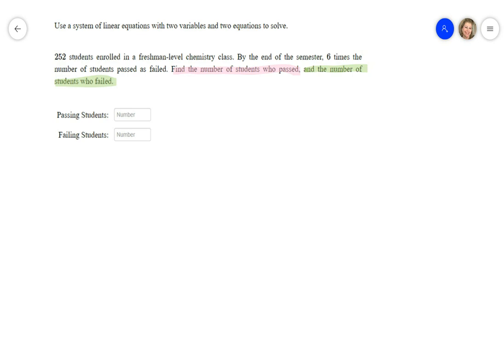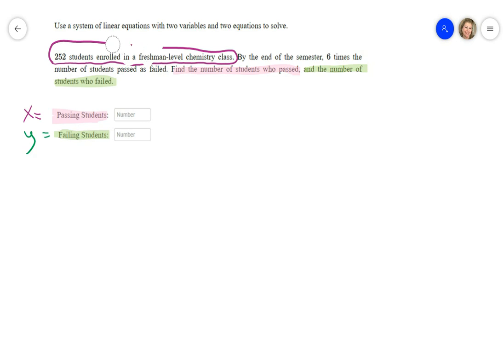So those are your two variables. I am going to use the students who failed. That's going to be my y. And the number of students that passed is going to be my x. Now, the only thing that I know for sure is that there were 252 students enrolled in this chemistry class, so all the students together.